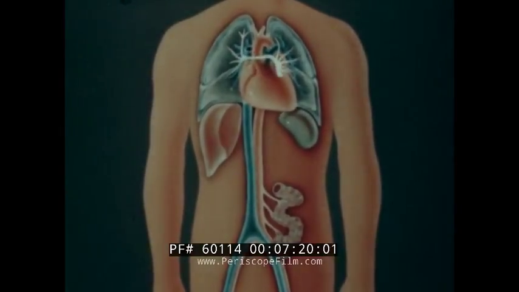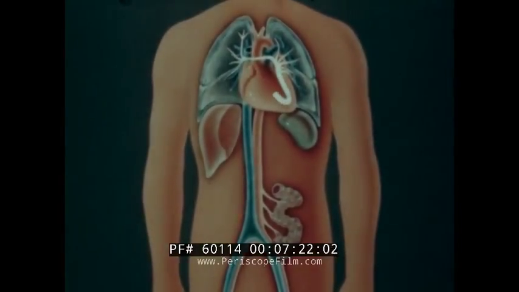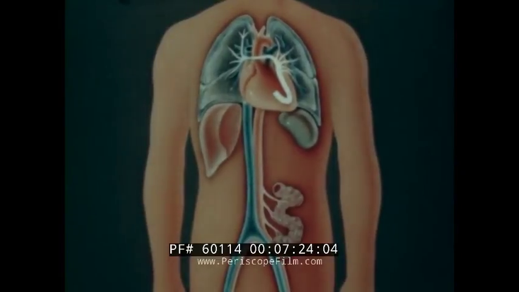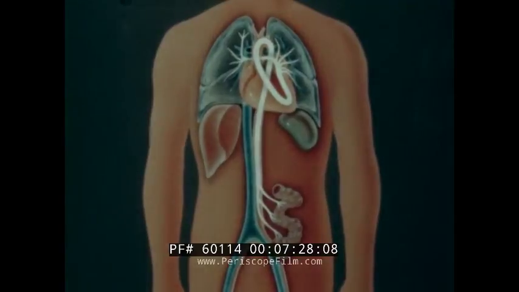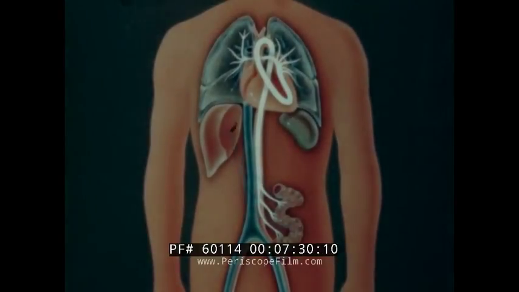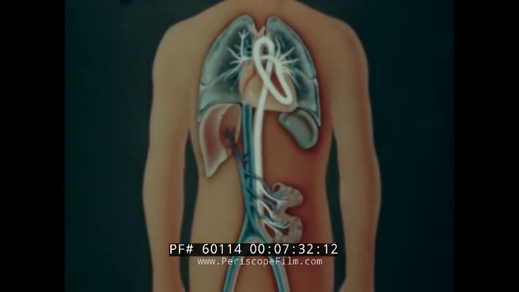From the lungs, the majority of the larvae are carried back to the heart. The course of the larvae can be followed from the heart to the arterioles and capillaries of the intestine, and from there to branches of the portal vein in the liver, where the worms lodge and grow to maturity.